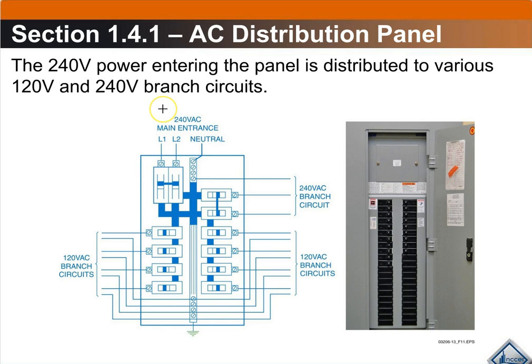So coming from the transformer outside of your home, we have those two lines that come in here with 240 volts AC coming in on those two lines through the main circuit breaker right here.